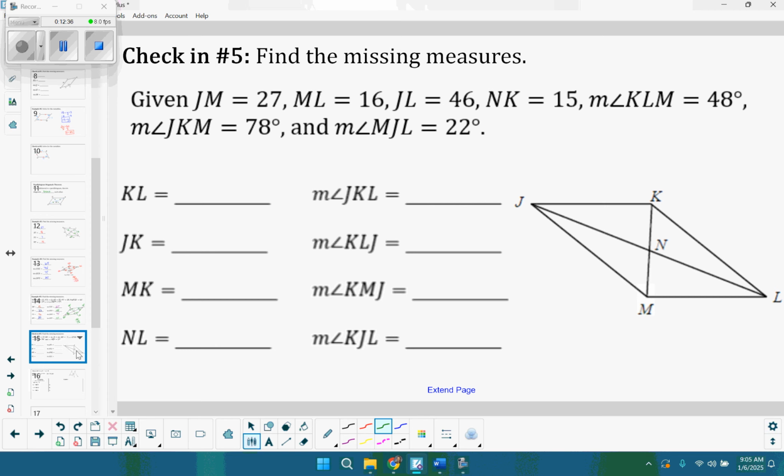So here's a check-in for you to do. I would highly recommend trying it. Pause now and check your answers on Classroom. I would also recommend doing the segments separately from the angles, just like we did in example 5.